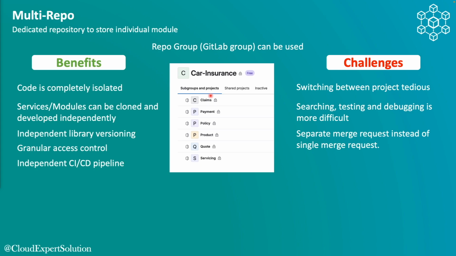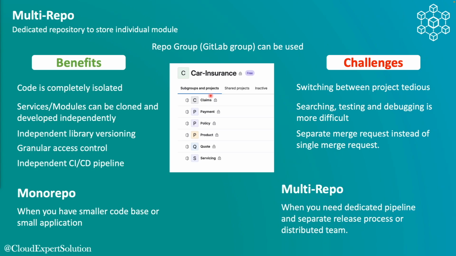Now we saw that both the approaches have benefits and challenges. Now the question would be, what is the scenario to use multi-repo versus the monorepo? If you have a smaller code base or smaller application, you can go for a monorepo approach. But when you need a dedicated pipeline or separate release process, or if you have a distributed team and need granular access control, that time you can go for multi-repo approach.